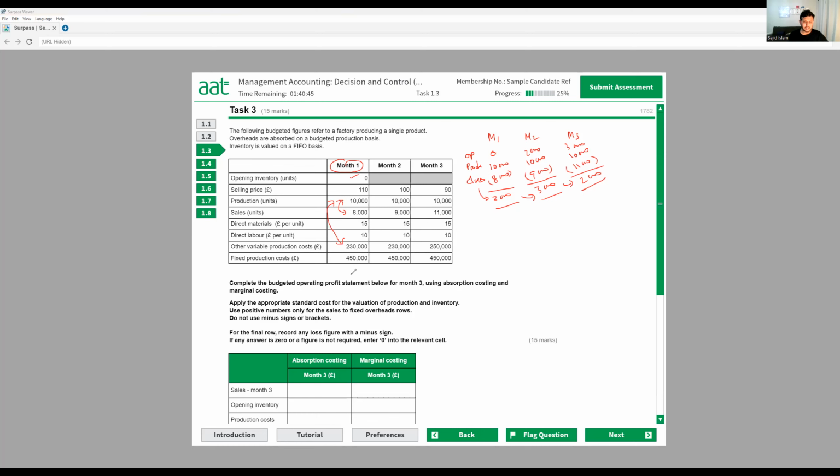Fixed production cost, again, the per unit you have to find out. 450,000 divided by 10, that will tell me how much is the fixed cost per unit.